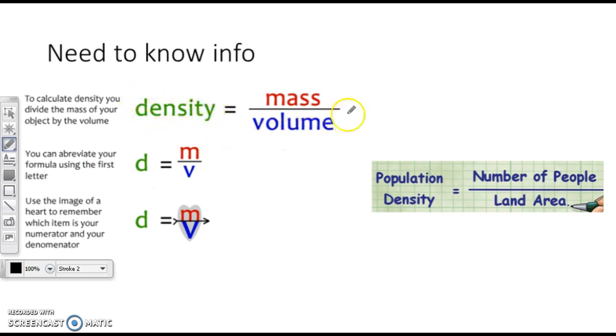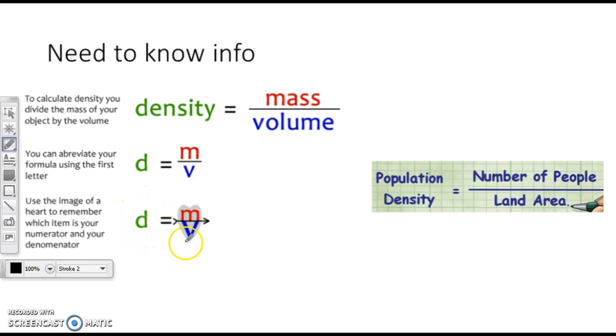The first one is this formula, density equals mass divided by volume. Y'all, here's an easy way to remember it. You can either think of DMV, like the Department of Motor Vehicles, or you can think of this sweet little heart. If you remember that it has to create a heart, then you'll remember to put the M on top and the V on the bottom.